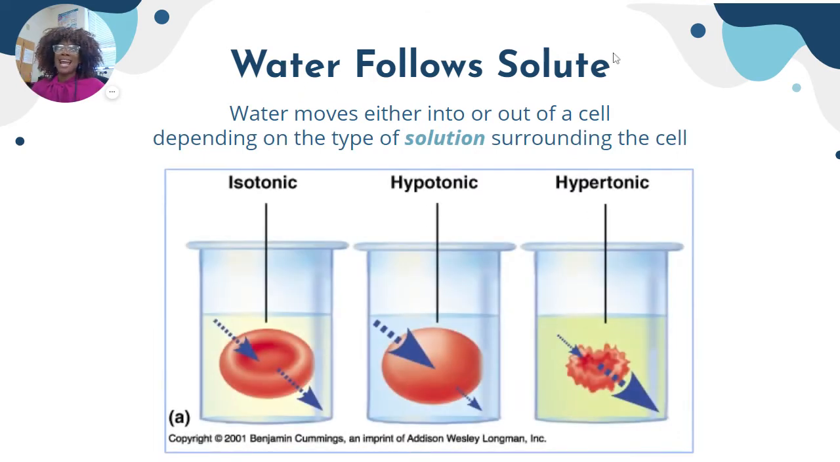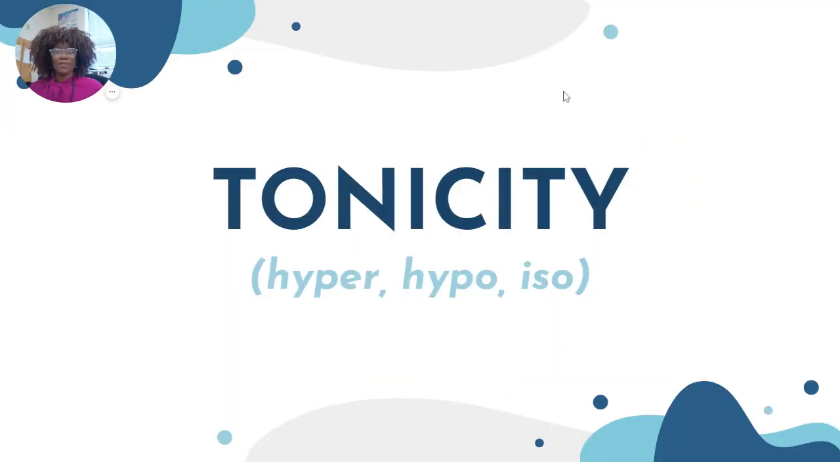So this is the handy dandy thing. Water follows solute. Water is either going to move into a cell or out of a cell, depending on the type of solution that the cell is in. That's where we get this concept of tonicity and the hyper, hypo, iso, all of that fun stuff.